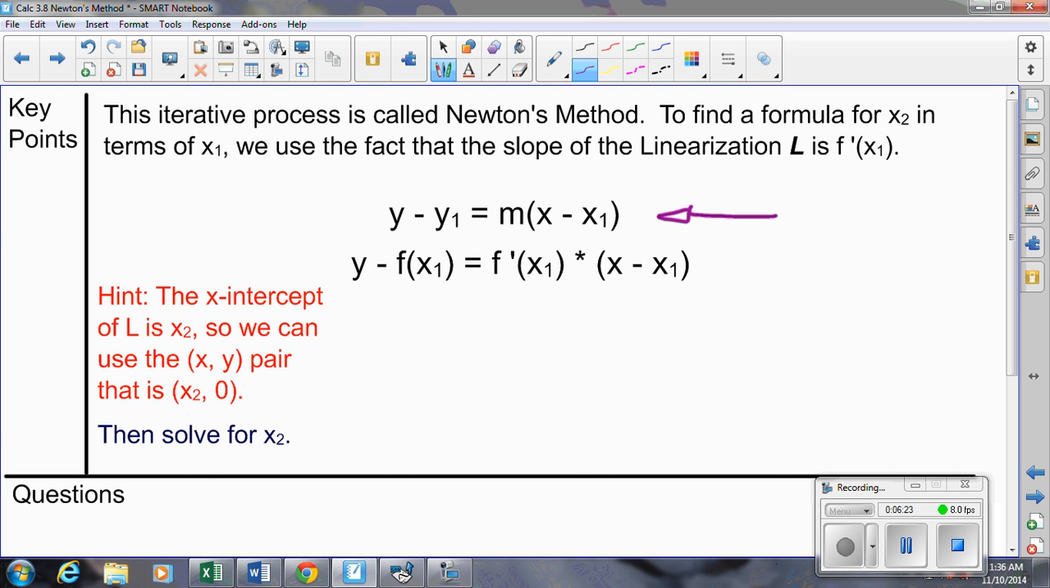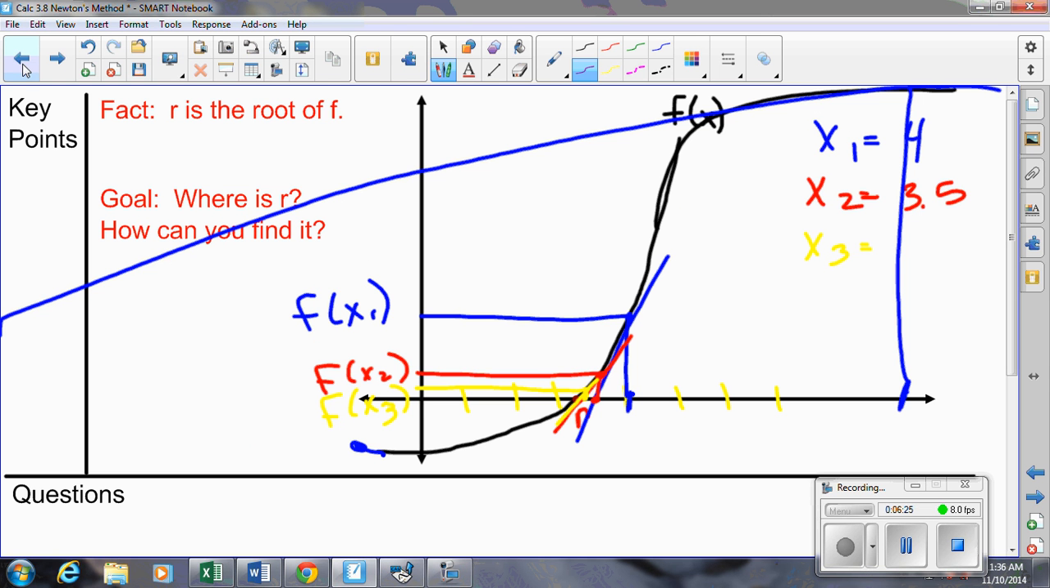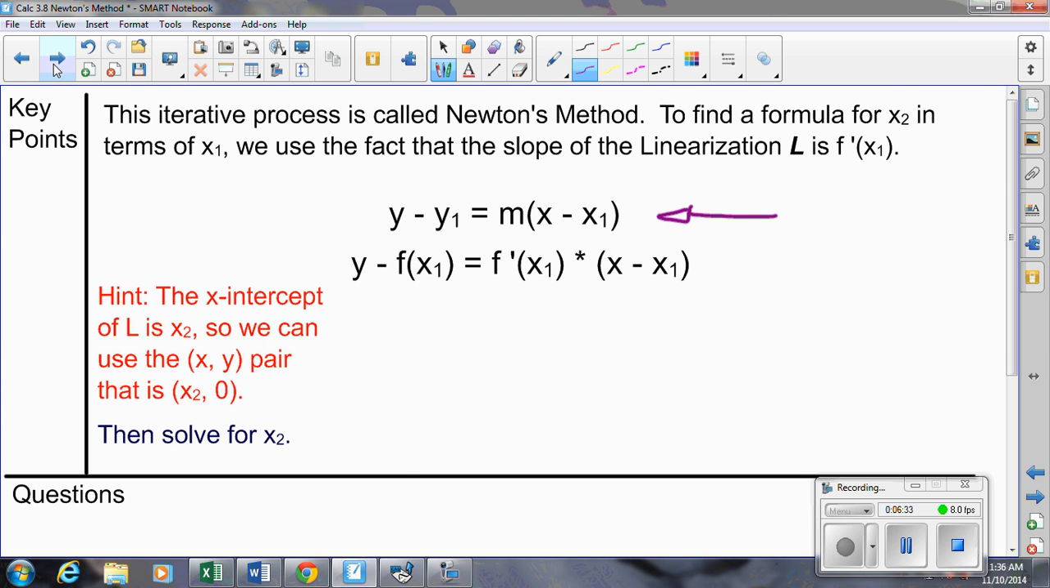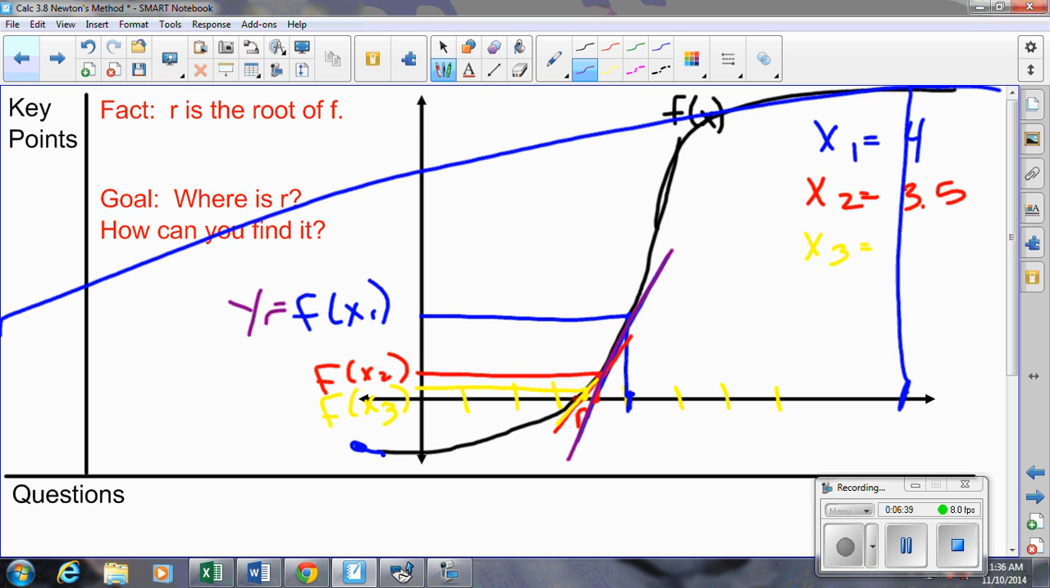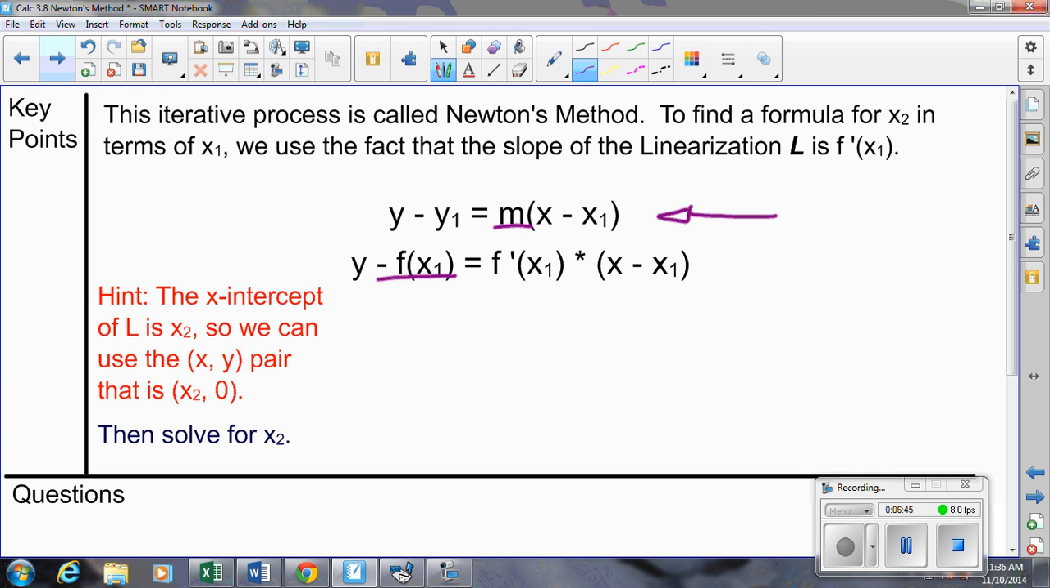But y1, that height of y1, came by plugging in f. So we're just going to say f of x1 instead of y1, which is where we got this piece. The slope of the line came from the tangent. And so slope of a tangent line we know is the derivative, so we plugged in slope with the derivative at the point x1. Okay, so do you see where the second equation came from?